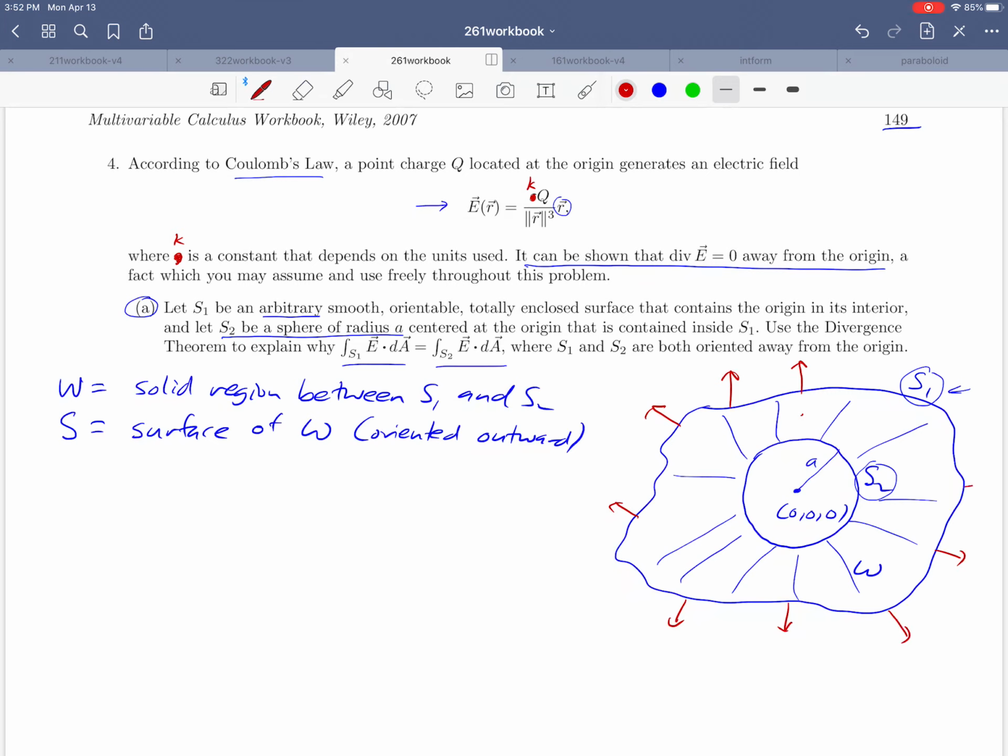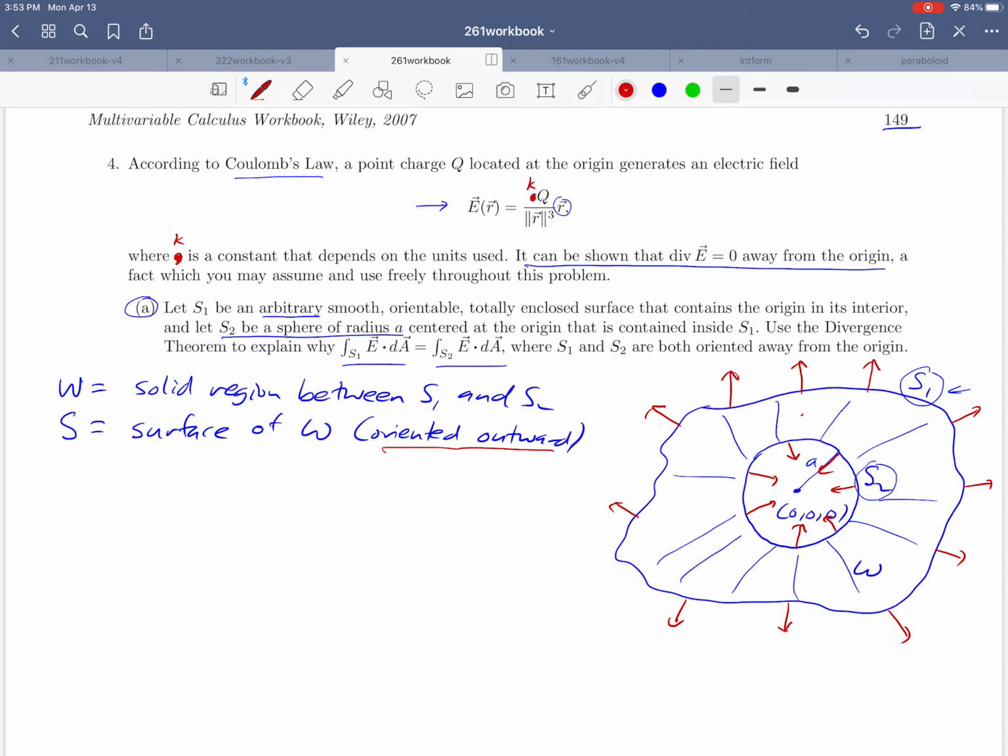Okay, I'm doing my best to make them normal to the surface everywhere. So that's part of this outward orientation that we've chosen. But if we want to escape from W through the surface S2 and get to the outside, we actually have to go in this direction. That's the way that you get outside of W through the surface S2, so they have to point towards the origin.